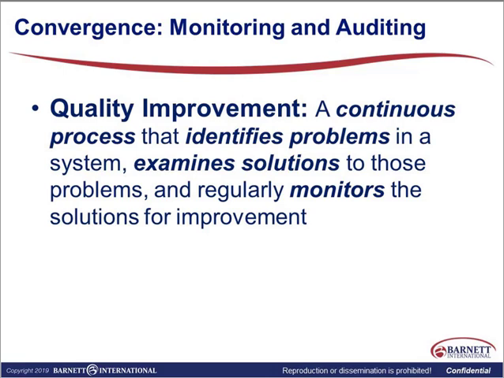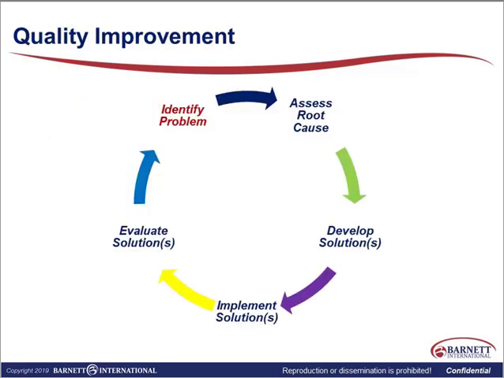They come together in quality improvement. Quality improvement is a continuous process that identifies problems in systems, examines solutions to those problems, and then regularly monitors those solutions for improvement, with a lowercase m. So what did you find? What did it mean? What did you do? Has it been addressed? So we're looking at that in both monitoring and auditing.